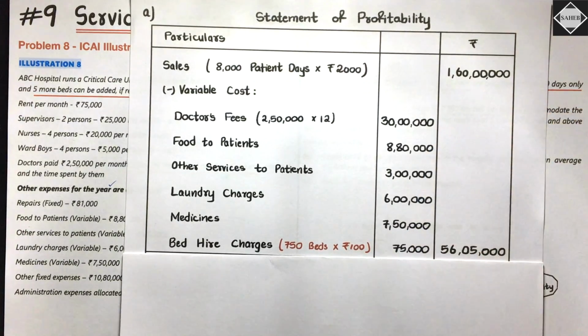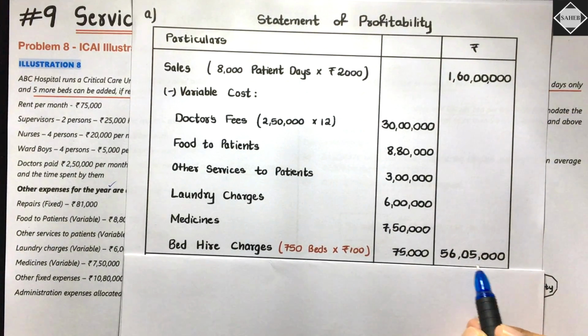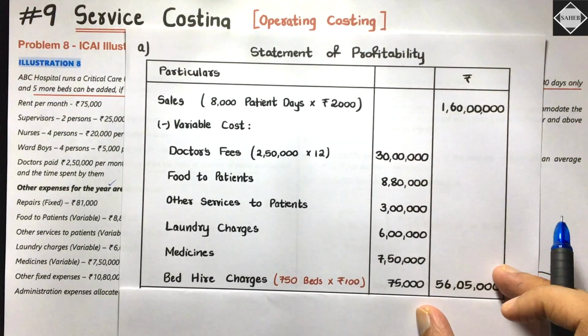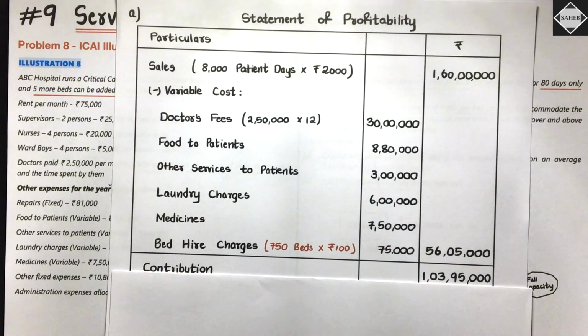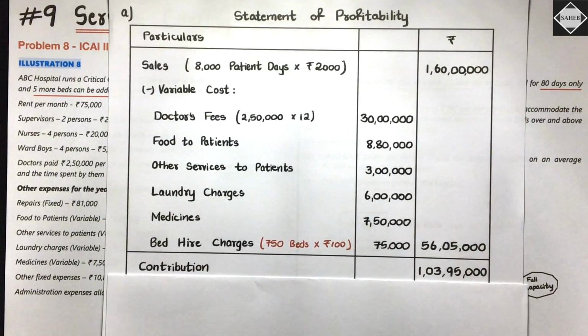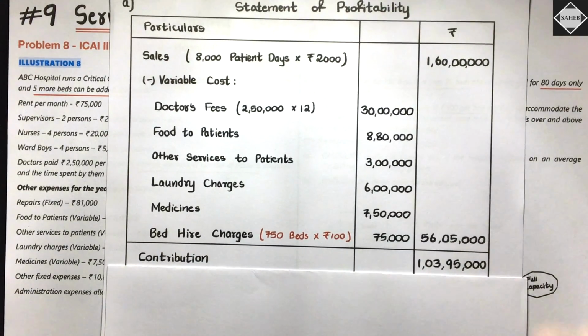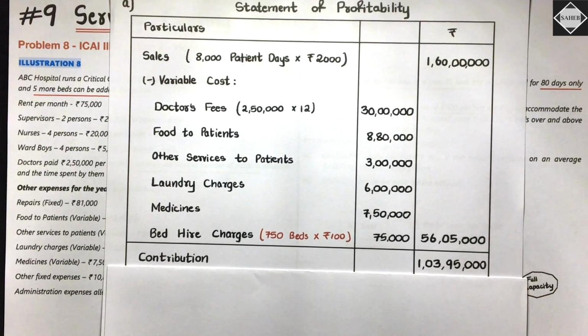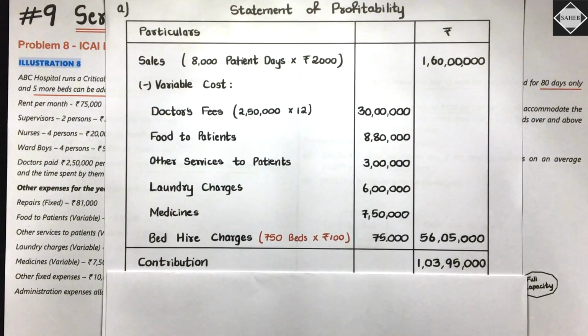Add up all the variable costs. You will get 56,05,000. This is variable cost. Sales minus variable cost, that is equal to contribution. You all know this. I don't have to teach that, right? It's very simple. Sales minus variable cost is contribution. That is 1 crore 3,95,000. Is it clear?